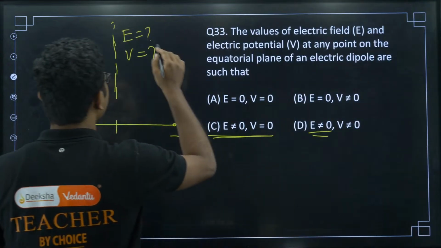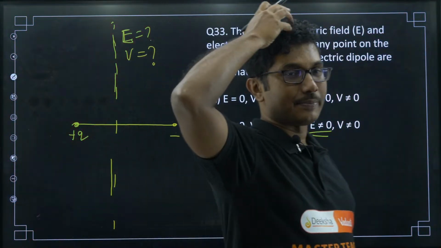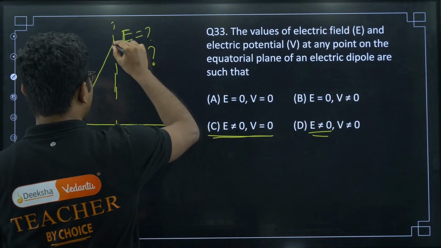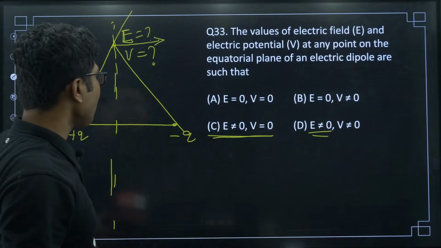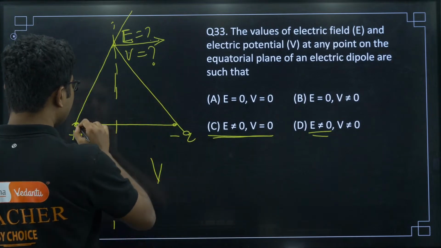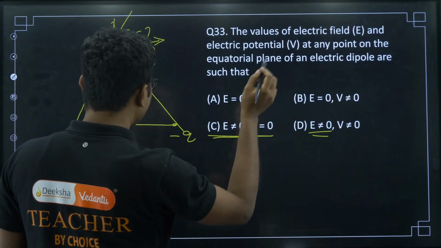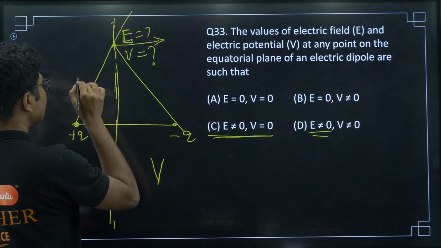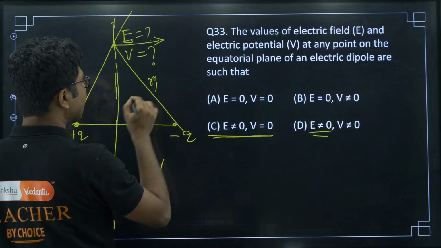Electric field, we have already calculated the formula for electric field in the previous chapter, right. We calculated the electric field like this. Electric field is not 0, but what about electric potential? Electric potential on the equatorial plane, both charges have the same distance. Suppose this distance is r1, both charges have the same distance.